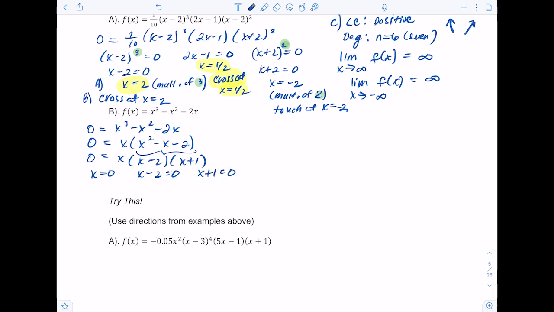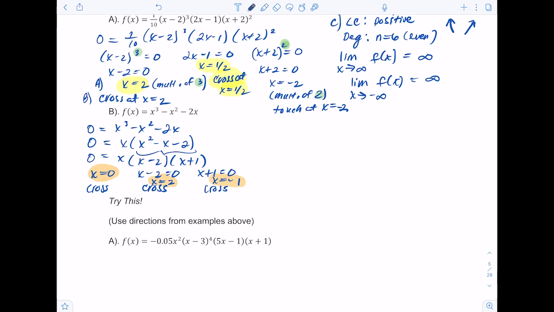And here, as you can see, we don't have any powers other than 1. So for each of those, it has a multiplicity of 1. 1 is odd, so that means it's going to cross. So it's going to cross at x equals 1, it's going to cross at x equals 2, and it's going to cross at x equals -1. So here are your zeros, and it's going to cross in each place.